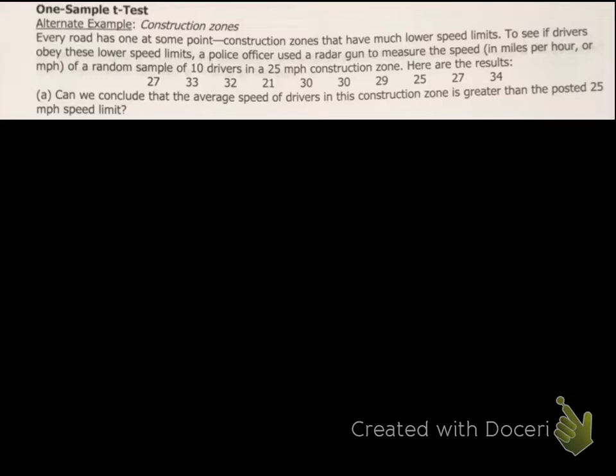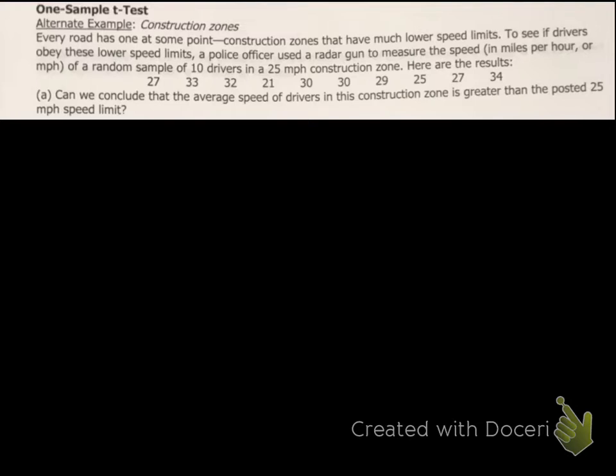It says, every road has one at some point, construction zones that have much lower speed limits. To see if drivers obey these lower speed limits, a police officer used a radar gun to measure the speed in miles per hour of a random sample of 10 drivers in a 25 mile per hour construction zone. Here are the results. Can we conclude that the average speed of drivers in this construction zone is greater than the posted 25 mile per hour speed limit?